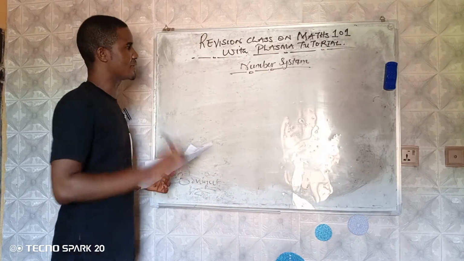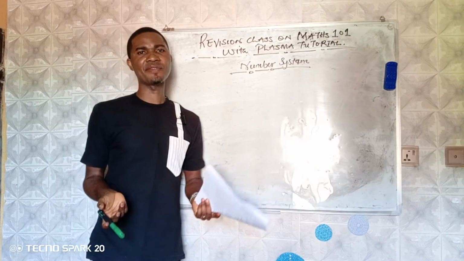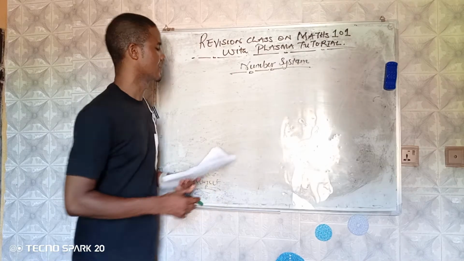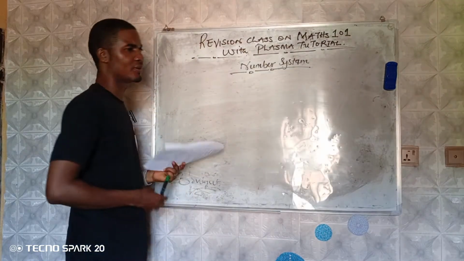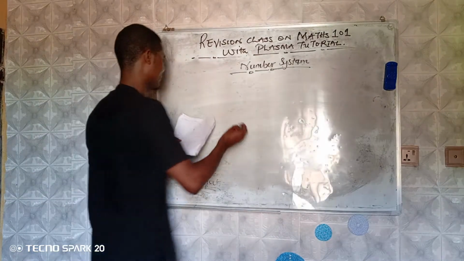We're going to be looking at another topic. This is our topic 2, number system. Number system is a very simple topic in mathematics. Okay, so first of all, I would like to draw this number system.